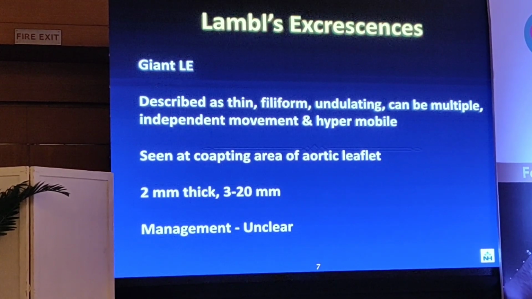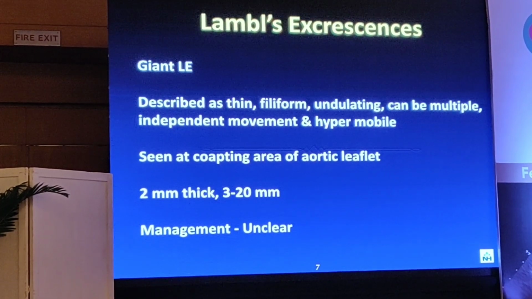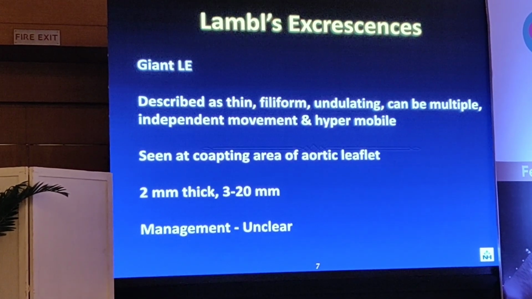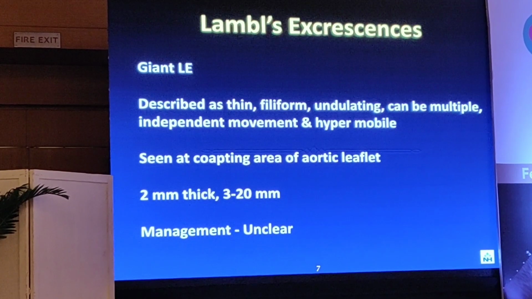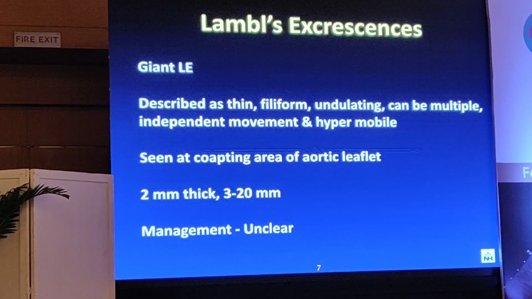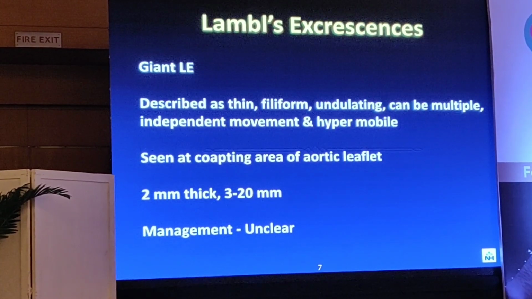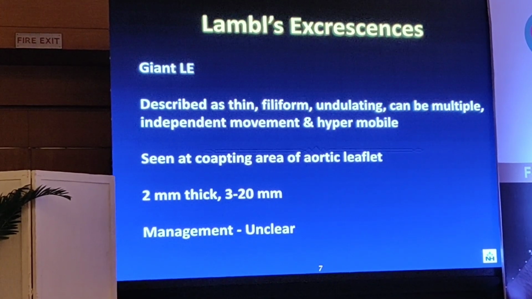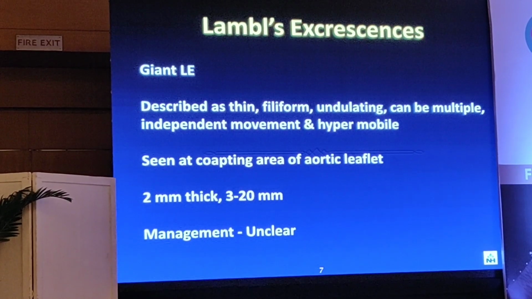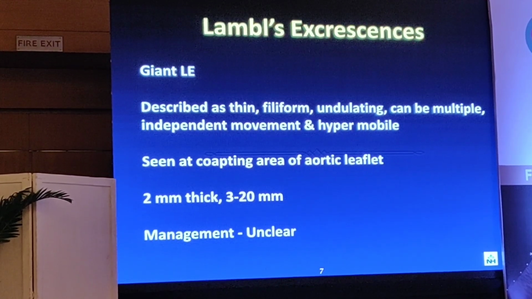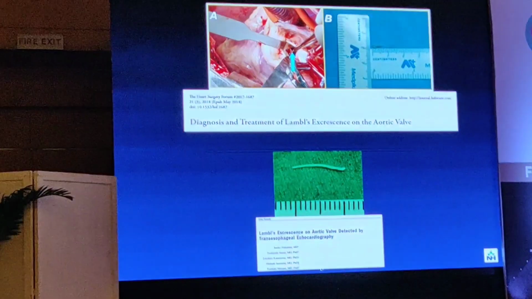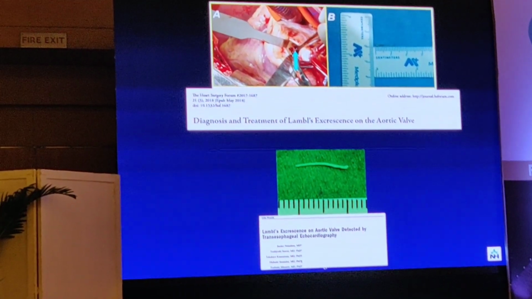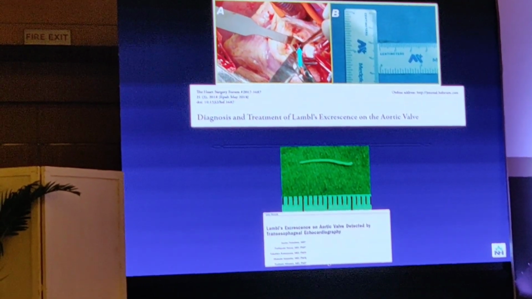Of course, your differential diagnosis is always there for other causes, and it's always seen at the coapting area of the aortic leaflet. Literature says it's about 2 millimeters thick, and the length can be anywhere from 3 to 20. What exactly one should do with this, if it is seen very obviously, in a clinical setting, is another area. But you have to keep that in mind. And this is sourced from literature.